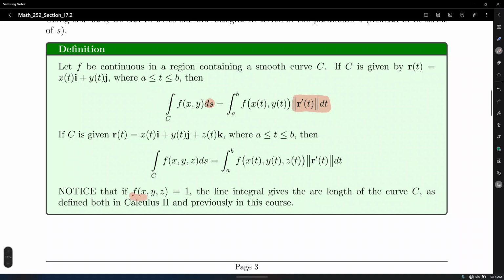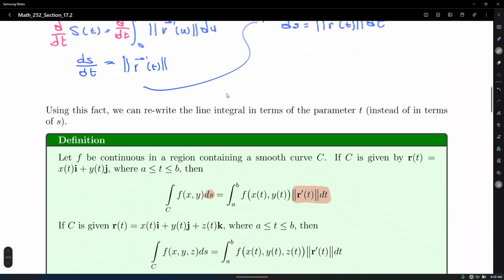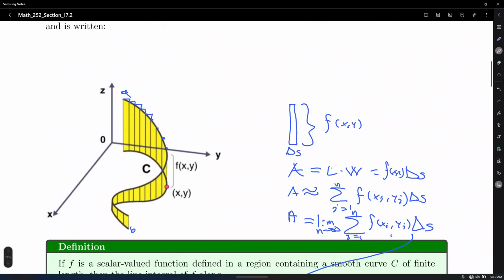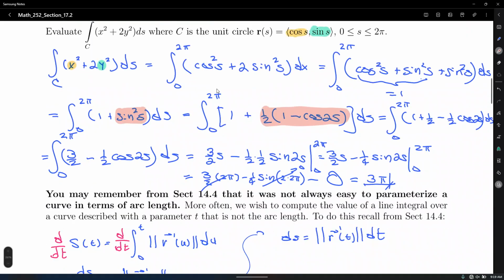What if f of x, y, z equals 1? Remember how in a double integral, if our f of x, y is simply a 1, that gives us the area of the plane region, and in a triple integral, if the integrand is a 1, that gives us the volume of the solid. Well, in this case, rather than getting the area under the fence projected by this curve in space, this is going to take us back to the arc length because, again, are we not integrating over some length, over some arc length? All right? So what is this anyway?